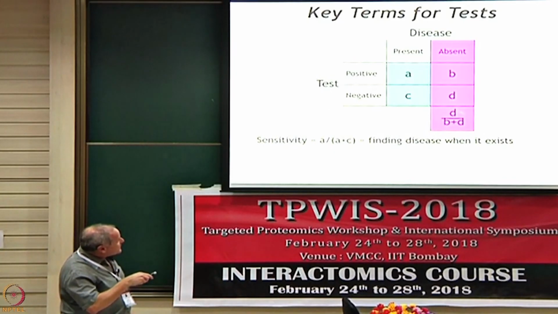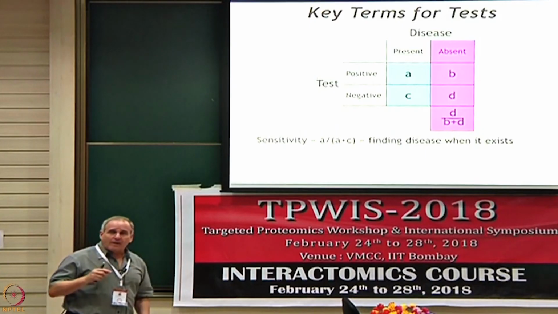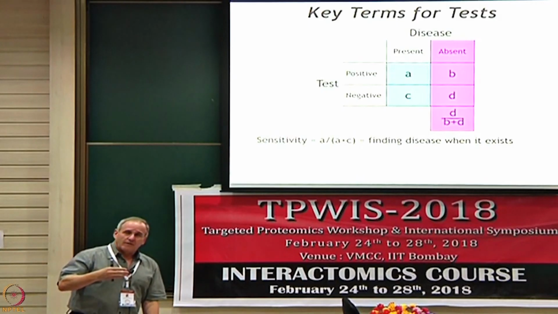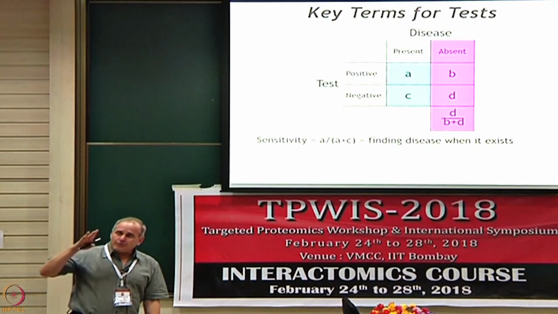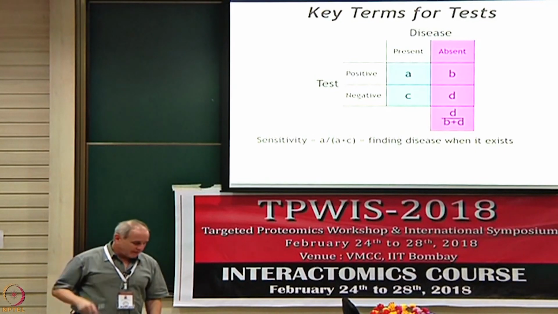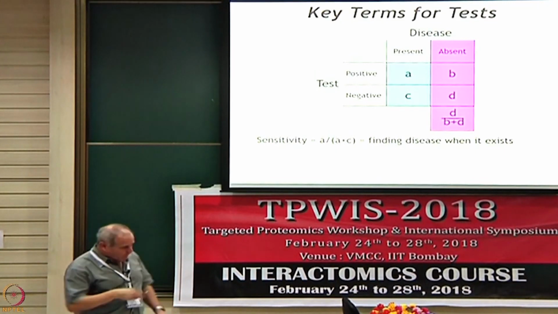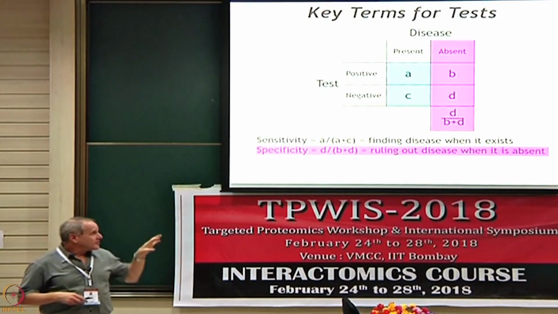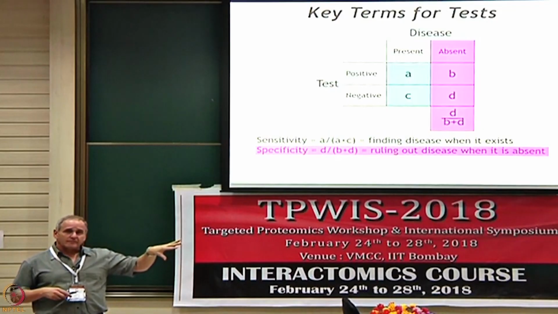So this is specificity. We're taking the people who are truly negative divided by all the people who are negative. So how well can you count on the test to be negative when in fact there is no disease, right? In other words, how low are the false positives, right? And so we measure it by D over B plus D, and that's the equation here. So it's ruling out disease when it's absent.